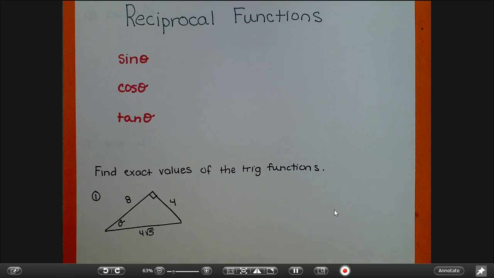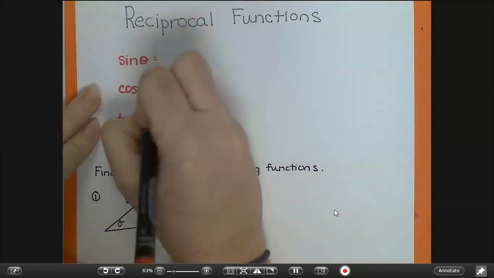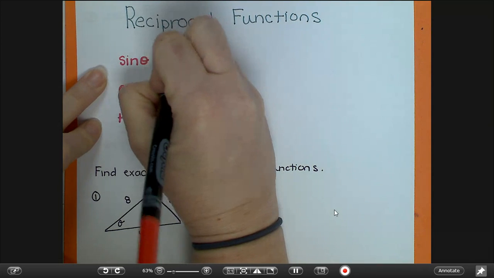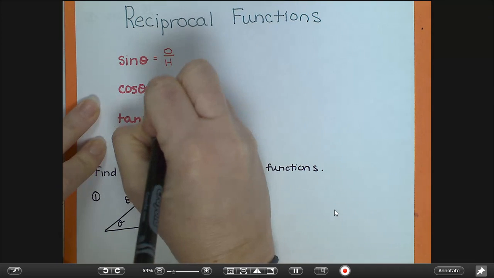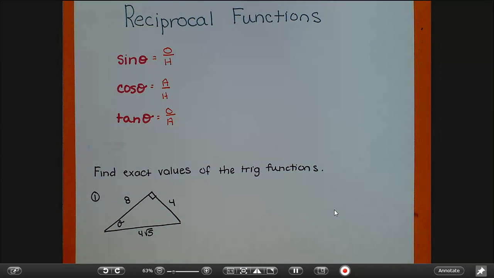All right, so we're going to talk about reciprocal functions, and we kind of mentioned these last week, so we're just going to briefly talk about them again, and then I'll show you how it works. So our main trig functions that we've learned in the past are sine, cosine, and tangent, which hopefully you remember are opposite over hypotenuse, adjacent over hypotenuse, and tangent is opposite over adjacent. So that's a review. We've been working with that for a while.